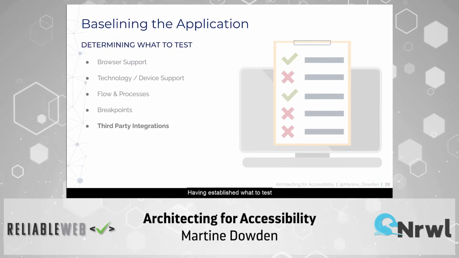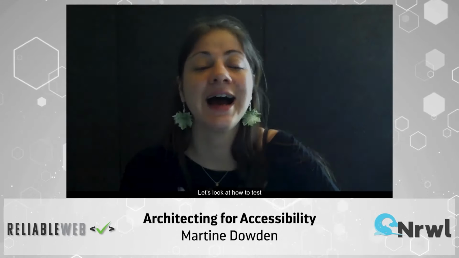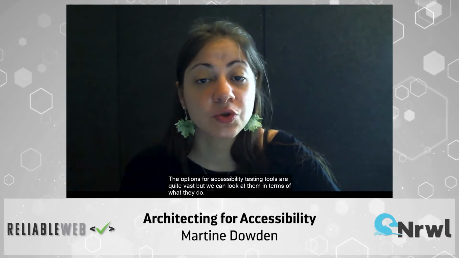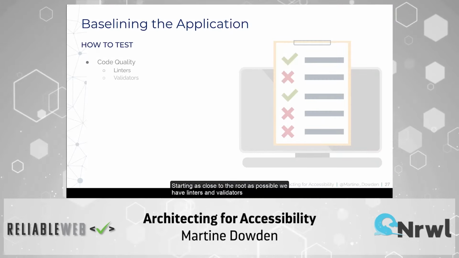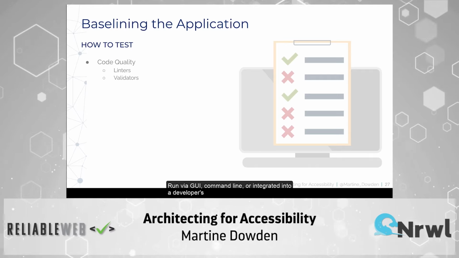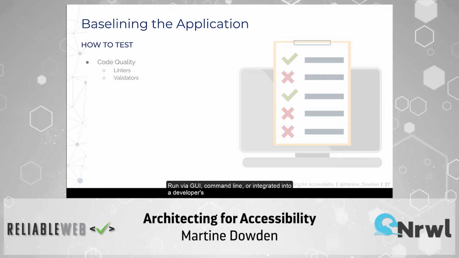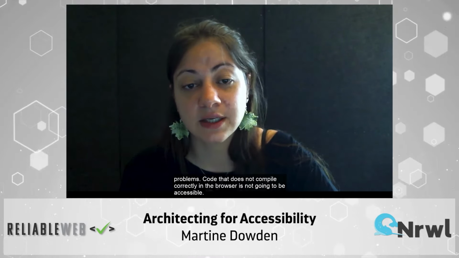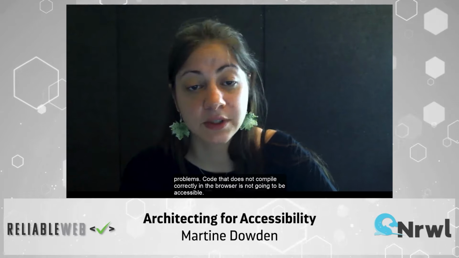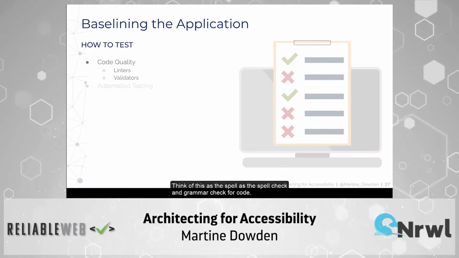Having established what to test and on what, let's look at how to test. The options for accessibility testing tools are quite vast, but we can look at them in terms of what they do. Starting as close to the root as possible, we have linters and validators, run via GUI, command line, or integrated into a developer's editor to highlight issues with code. They check for syntactical problems. Code that does not compile correctly in the browser is not going to be accessible. Think of this as the spell check and grammar check for code.